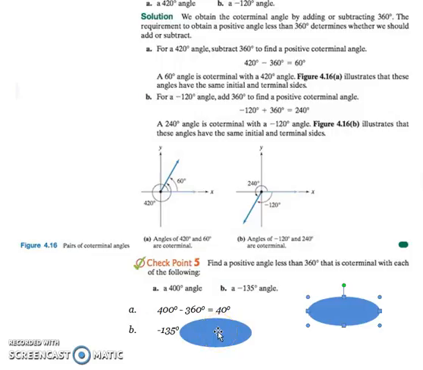Negative 135, that is within the negative 360 to 360, but we need it to be positive because the directions asked for a positive angle. So we have to add 360, and we come up with 225. So negative 135 would be clockwise 135. 225 would be counterclockwise 225 in the positive direction, but they would land in the exact same spot.